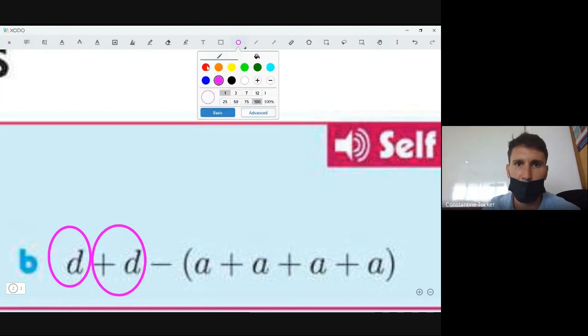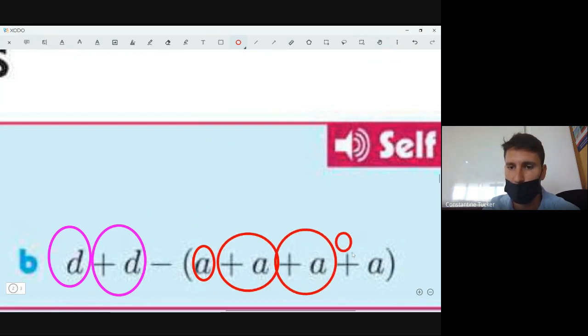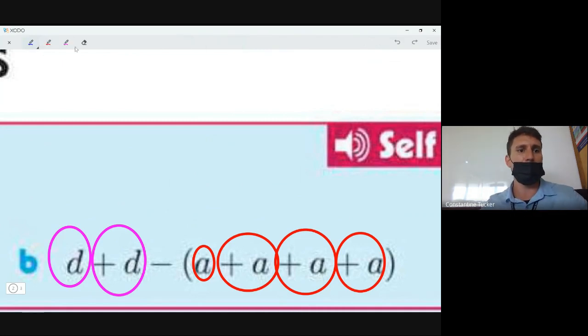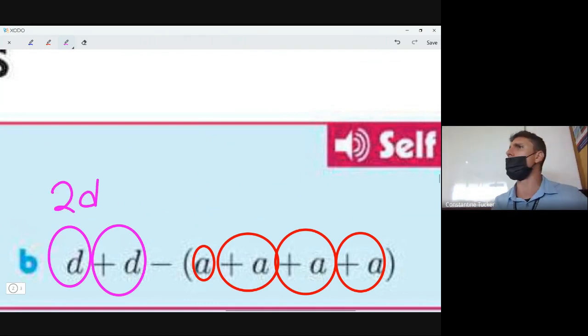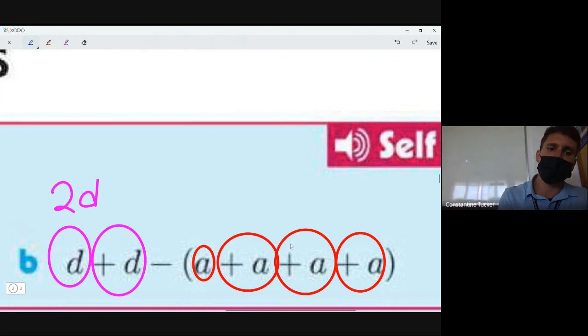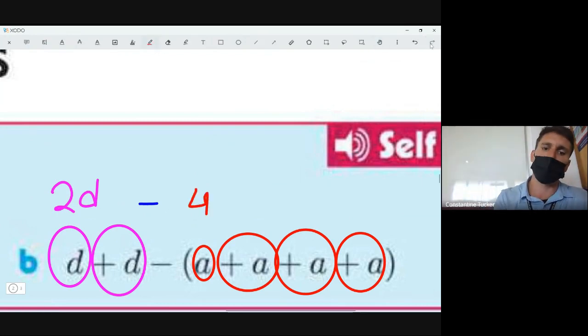Let's see. It might take me some time. So you said it's going to be 2D, and then you counted already in here. 1, 2, 3, 4A. Okay, so you were actually right. Let me see now. In that case, we have 2D. And where did that minus come from? Ah, there's already a minus. We just copy the minus. Okay. How many A's do you see in the brackets? 4. So that's going to be minus 4A.